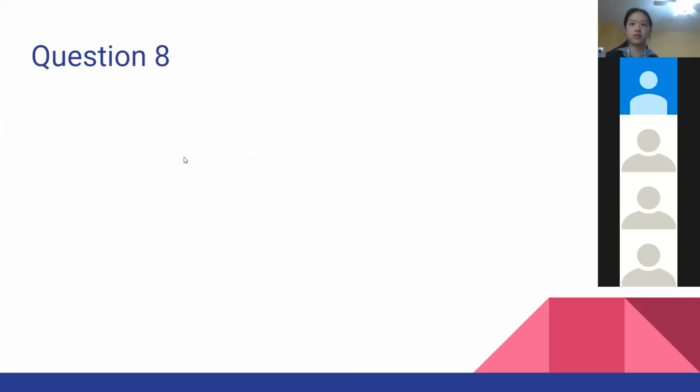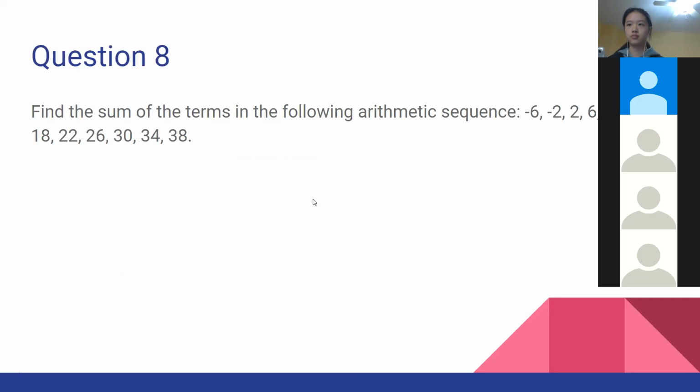And we're going to go to the question. Okay, so find the sum of the terms in the following arithmetic sequence: -6, -2, 2, etc., all the way up to 38. And don't add this by hand because that would take a while. If you forget the formula and you don't know what to do, then that's kind of a last resort. But yeah, don't.